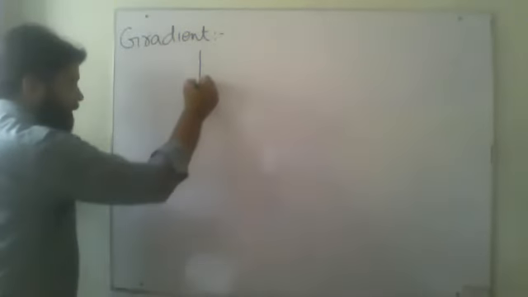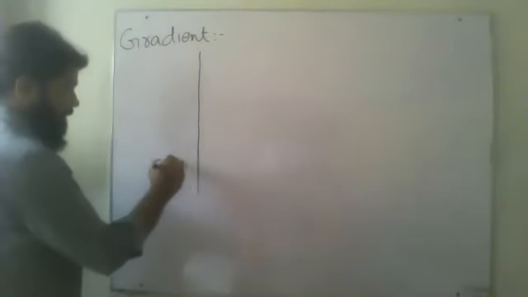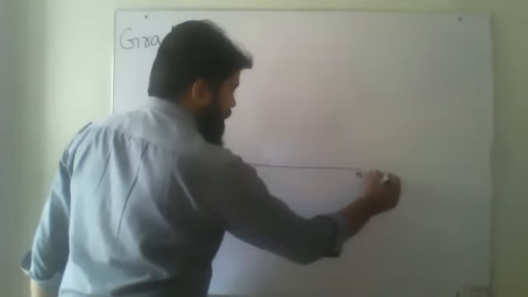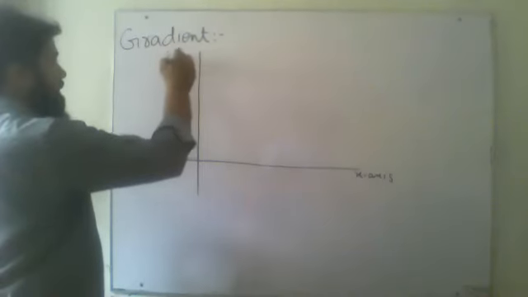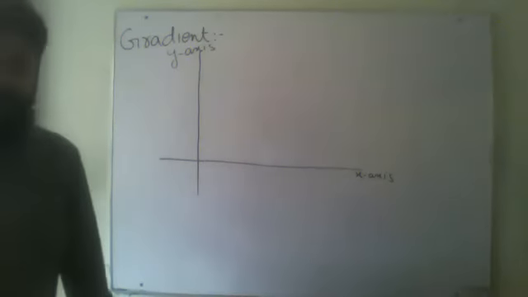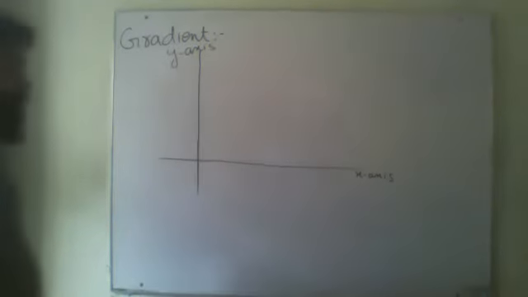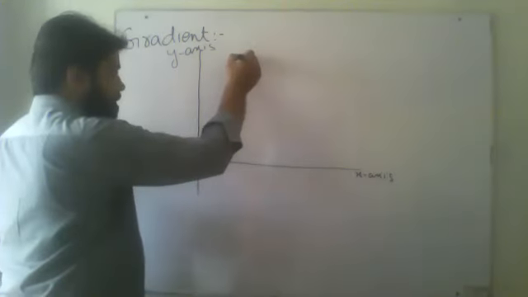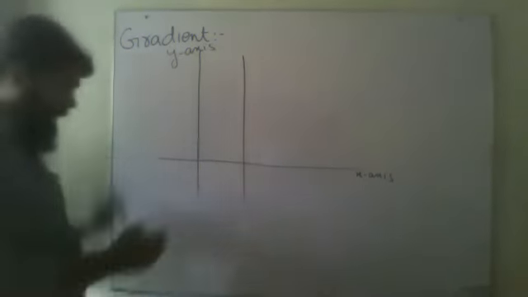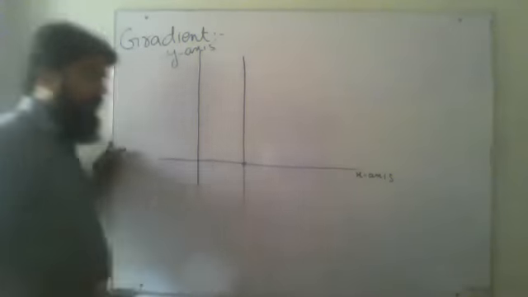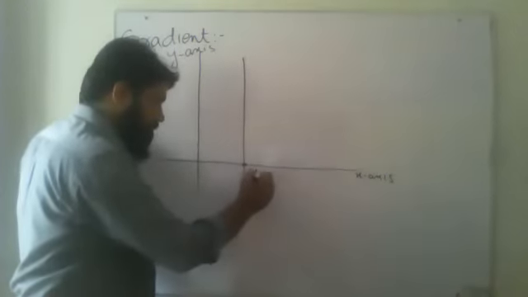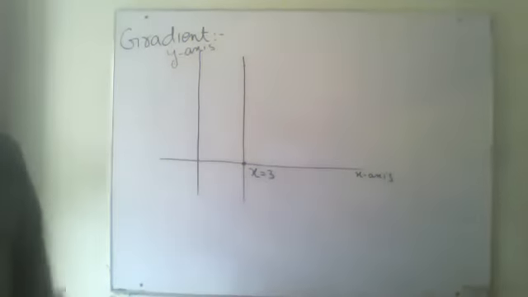Now, let's take another one. For instance, again, this is my x-axis and this is my y-axis. X-axis and y-axis is here. Okay. Now I'm having this line, and at this line, I'm saying the value of x is 3. Just a random value I've taken, x equals to 3.